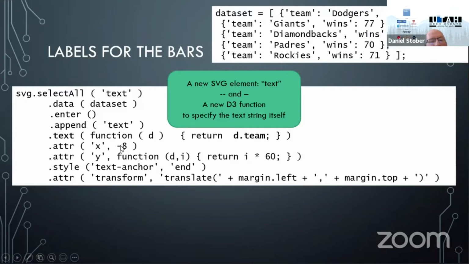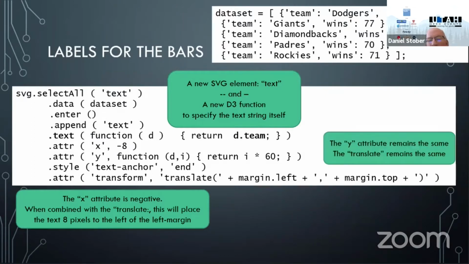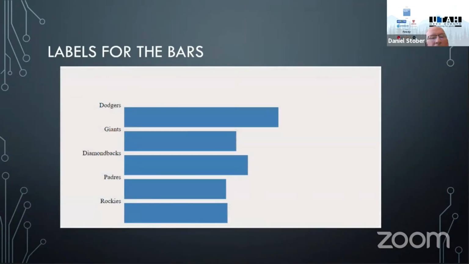Then I'm positioning it with an X value of -8. Okay, the Y's are still remaining the same. And then I'm still transforming it the same way I transformed the rectangles. So when I do that, I ended up with almost what I wanted.